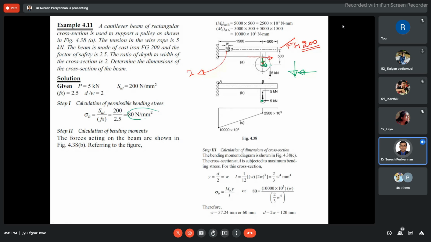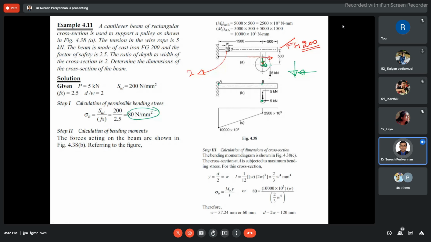This is the permissible bending stress, 200 divided by 2.5, because they have given here the beam made of FG200 and the factor of safety. Okay, now see here, what is the bending moment at point A and at point B? We have to find out the bending moment.